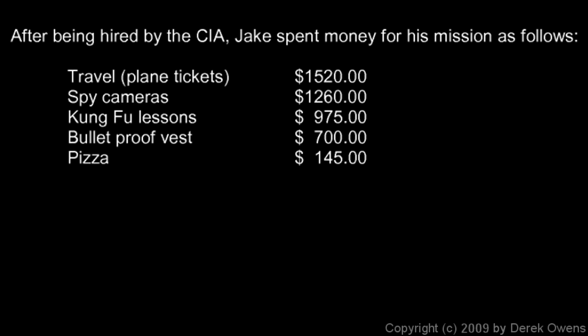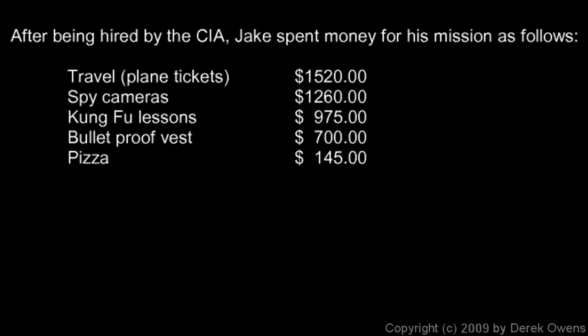On travel, for plane tickets, he spent $1,520. On spy cameras, he spent $1,260. He spent $975 on kung fu lessons, $700 on a bulletproof vest, and $145 on pizza. So this is all of his expenditures, and we want to make a circle graph or a pie chart of this data. And here's how we do it.